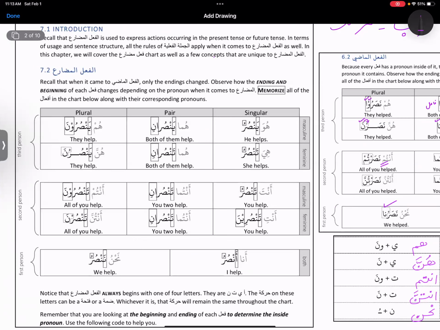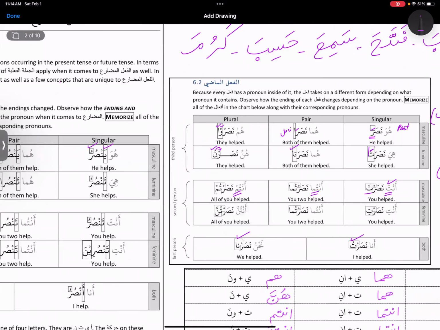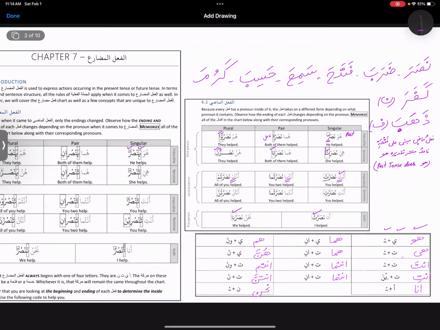So Nasara is becoming Yansuru. Huwa Yansuru. Ya beginning, Dhamma ending is my clue that this is Failun Mudariun, Fa'iluhu Huwa. And again, this is Mustatir. File is Mustatir over here, same like Madi. But now over here, I'm not going to say Failun Mudariun Mabni ala Dhamma.